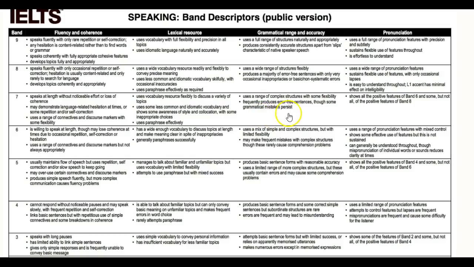And then some grammatical mistakes persist. I have seen students who have a hard time with articles, and they just can't wrap their head around it. It's one of the problem areas. So this is the kind of thing that you might see happening. Even though everything else is beautiful, accurate, advanced and complex and flexible, you might see at a band 7 that the candidate is still messing up his or her articles, okay?